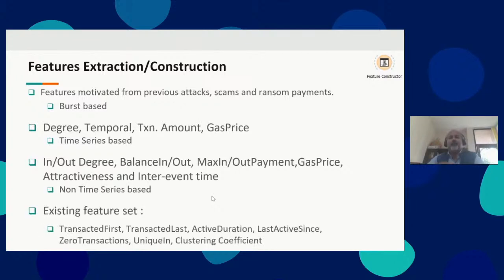temporal graphs. And then we also take some non-time series based features like when an account transacted first, when an account transacted last, how long the account was active, how much time has elapsed since last active, how many zero transactions they make, unique neighbors or unique accounts who interacted with this account, and clustering coefficient, etc.